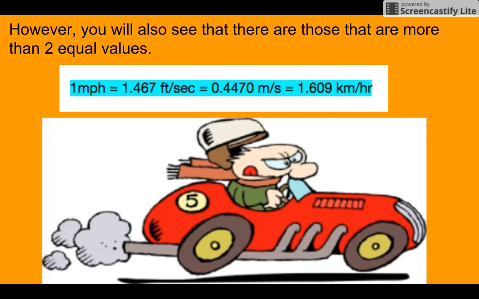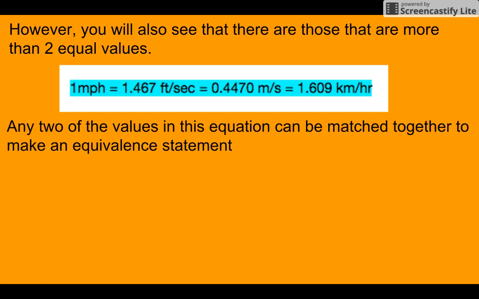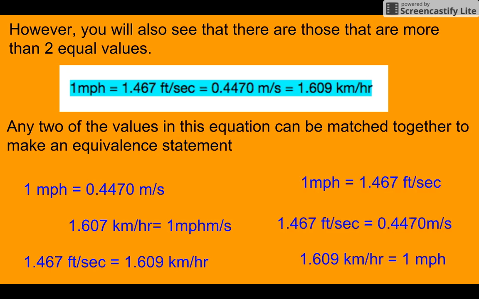Okay, let's see. How many single equivalence statements can you make out of these equations? Let's see. I think you should be able to get at least 6. Try to find and combine all those. Any 2 of the values in this equation can be matched together to make an equivalence statement. The first example would be 1 mile per hour equals 0.447 meters per second. And there are many more. So look at them, write them down, and let's see. I'm going to put some more up, whether those will fit. And hopefully we got all of them. Compare them to yours. Did we catch all of them?